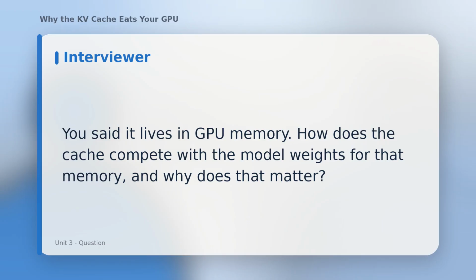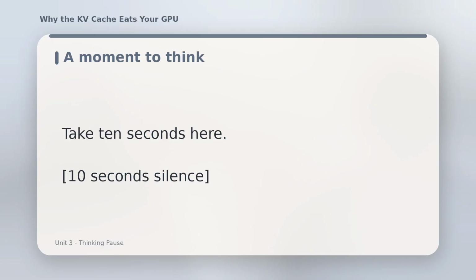You said it lives in GPU memory. How does the cache compete with the model weights for that memory? And why does that matter? Take 10 seconds here.